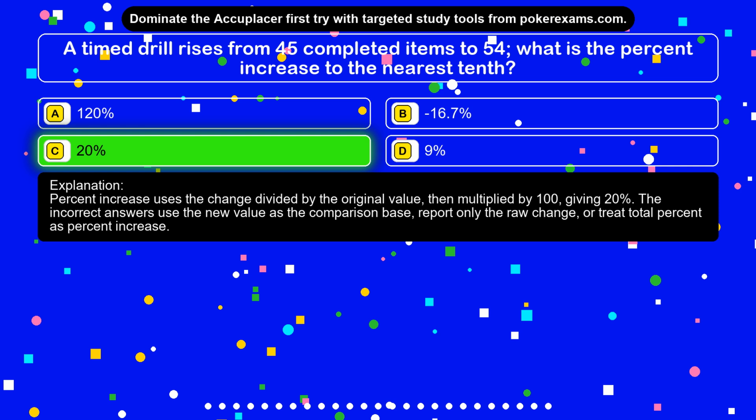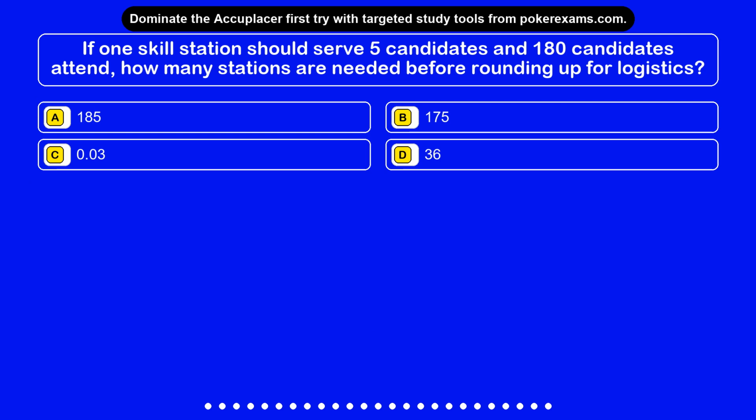Question 5. If one skill station should serve 5 candidates and 180 candidates attend, how many stations are needed before rounding up for logistics? Option A, 185. Option B, 175. Option C, 0.03. Option D, 36.